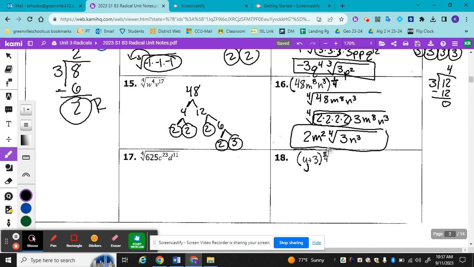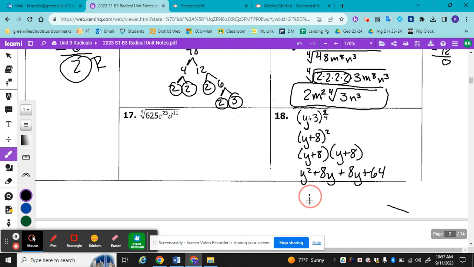Just with exponents, this is 8 divided by 4. Well, 8 divided by 4 is 2. So then you can just square this. That doesn't really have to do with radicals. Okay. Just a quick refresh, that was just to review multiplying: y squared plus 8y plus 8y plus 64. Again, so that's y squared plus 16y plus 64.